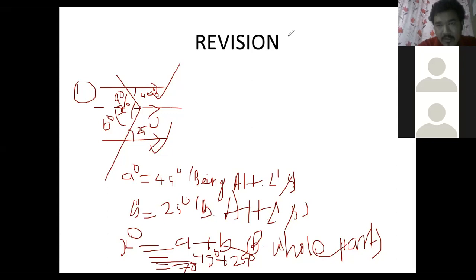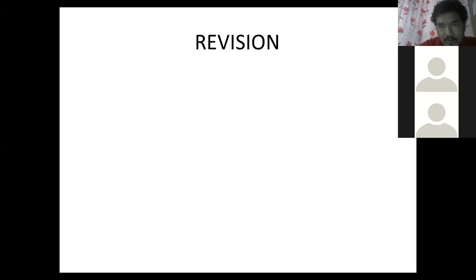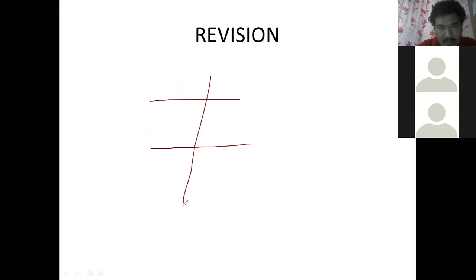Okay. Now I am moving to the next one. Okay, Celine, now these are the revision for the geometry. Do you know, Celine, we have learned this type of question also. Look here. These two lines are parallel. This is caught by the transversal.